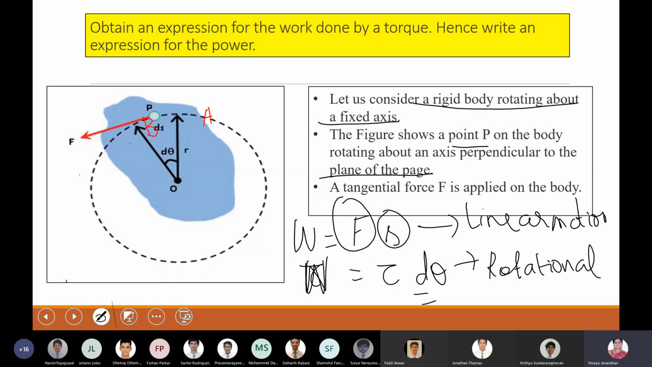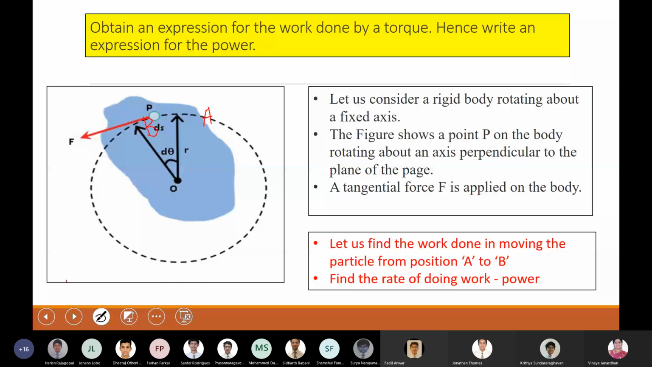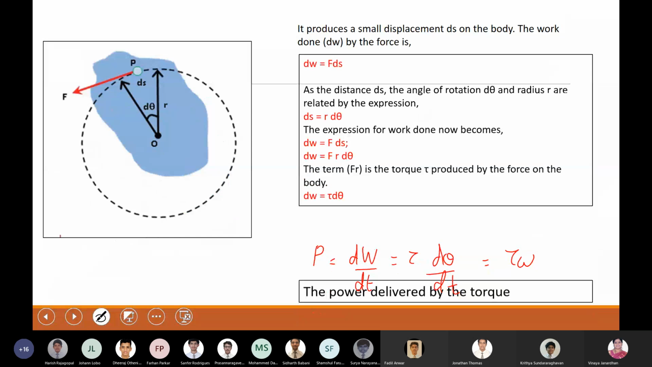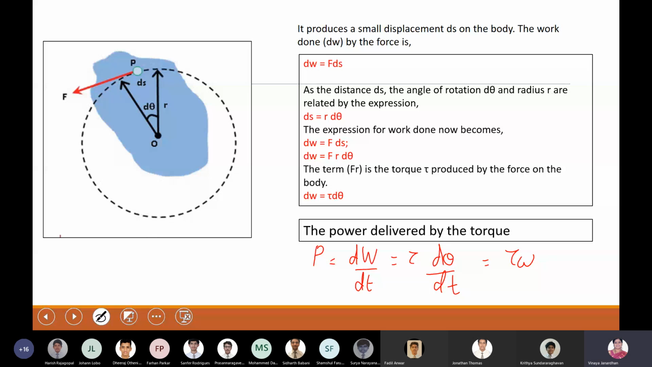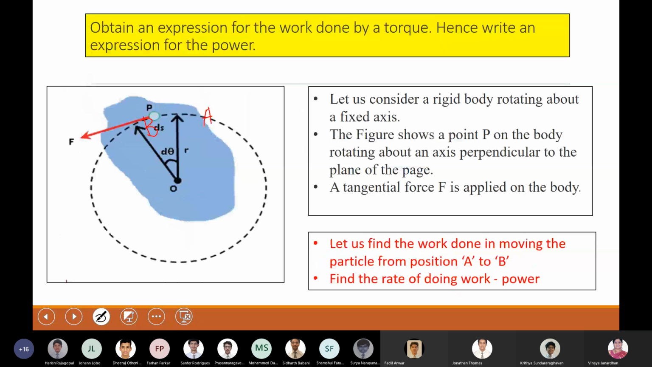No need for the statement, boys, because we are only... Just write. You want to write? If you can write, write down, otherwise it will be tough for you. Let us consider a rigid body rotating about a fixed axis. I think rotational motion, you are not getting the concept, boys.